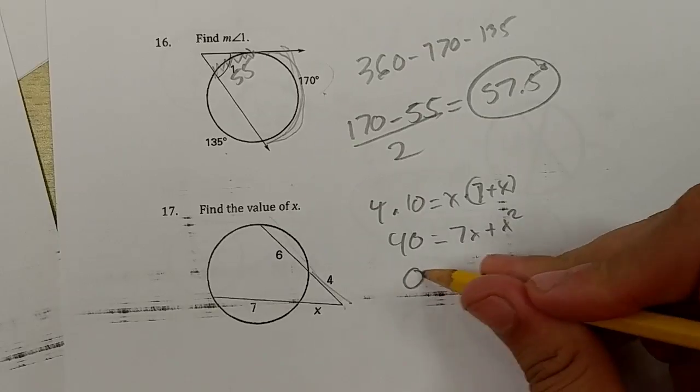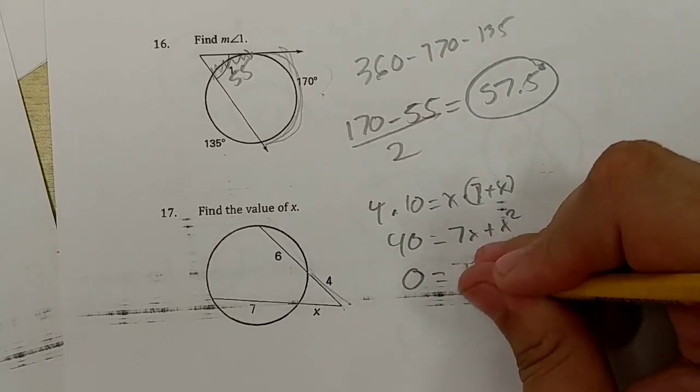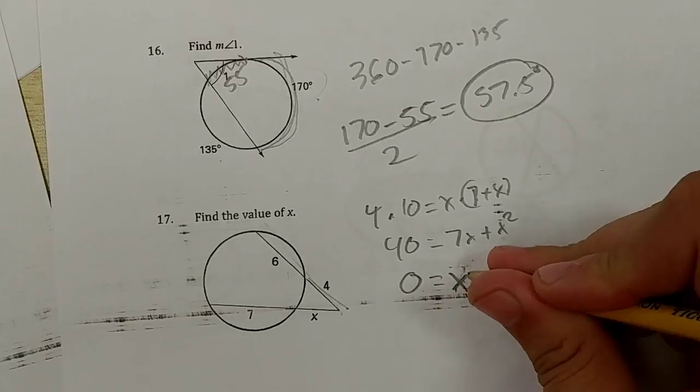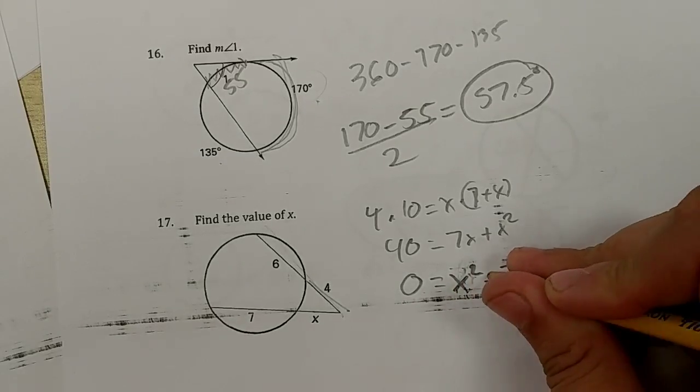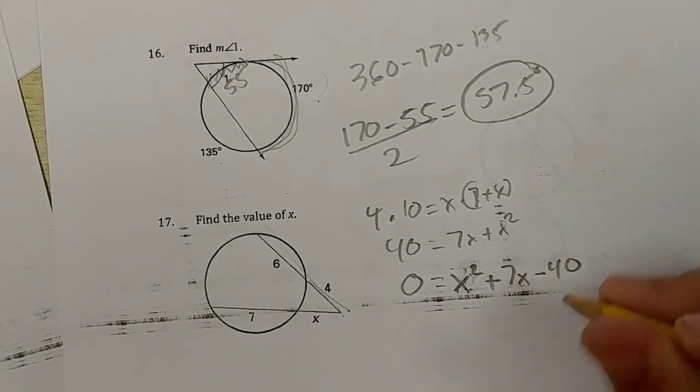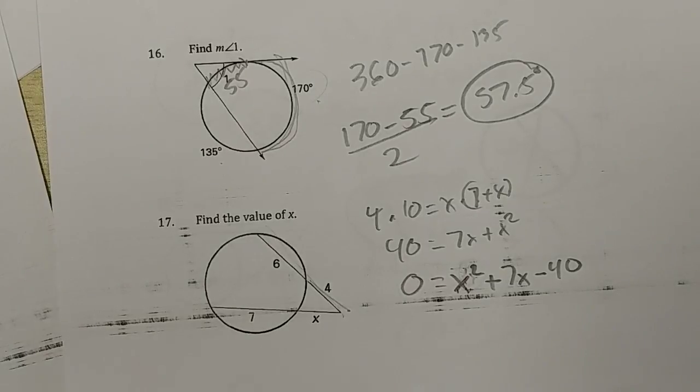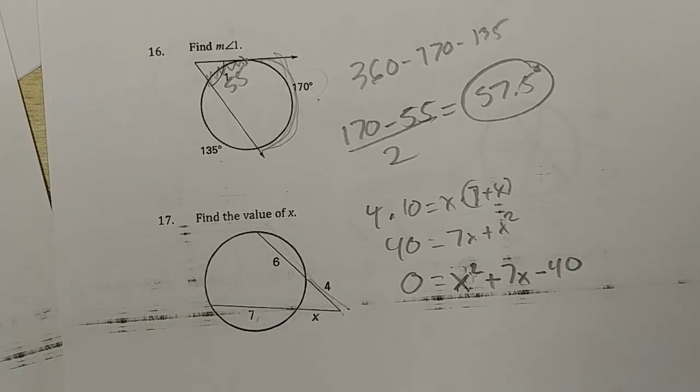Let me rearrange that. So 0 equals x squared plus 7x minus 40. Now, no products of 40 add up to 7, sadly. I can't think of one. 10 and negative 4 would give you 6. Should have made this a 6. Well, that would have made it 4 then. I guess that wouldn't be unique. Yes, I forgot. These things were not factorable.